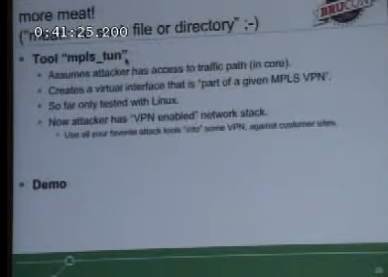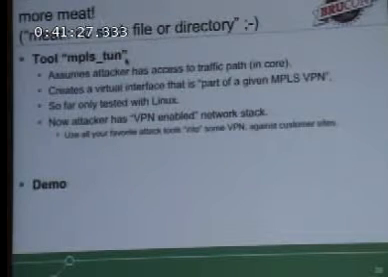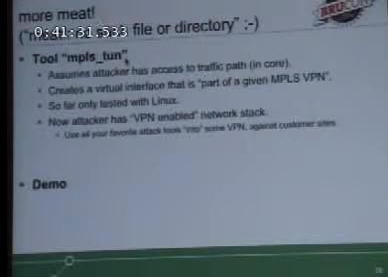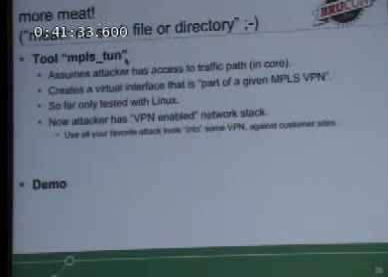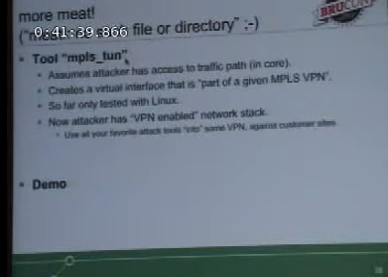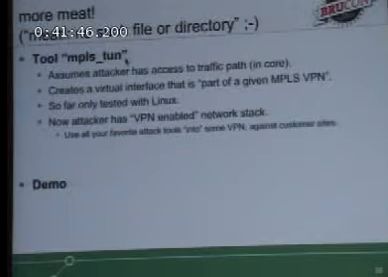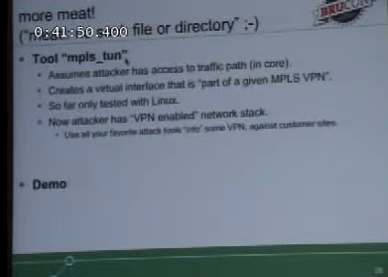So what this tool does is it just creates a new virtual tunnel interface, and this tunnel interface is part of an MPLS VPN. It gives you an MPLS VPN enabled network stack. It's only tested on Linux so far, but I think there should be no big problems porting this to BSD or some other platforms.